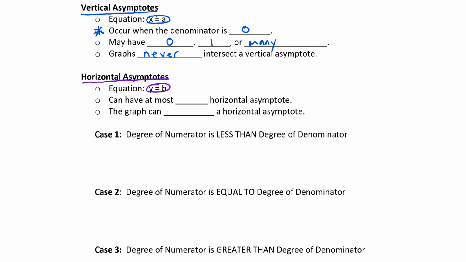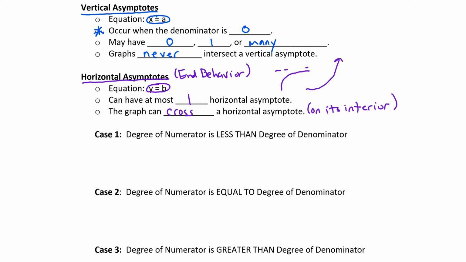Rational functions can have at most one horizontal asymptote. So there is either 1 or 0. It cannot have more than one. Now, the graph can cross a horizontal asymptote on its interior. A horizontal asymptote really describes the end behavior of the graph. What happens on the extreme right and left-hand sides of a rational function? Does it settle down below some sort of horizontal asymptote, or does it increase without bounds to infinity?